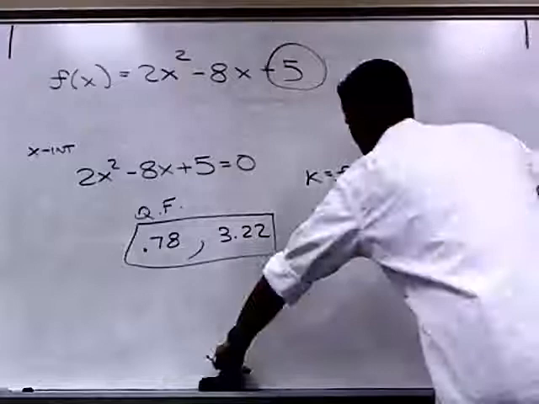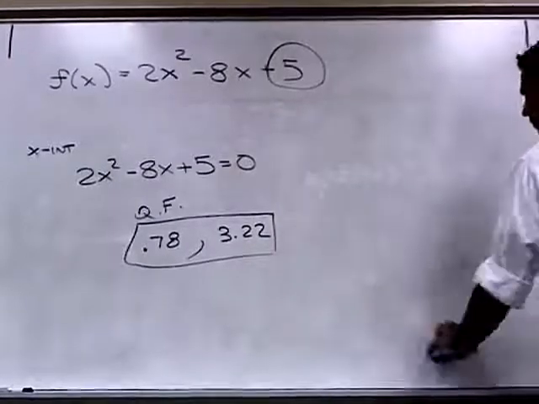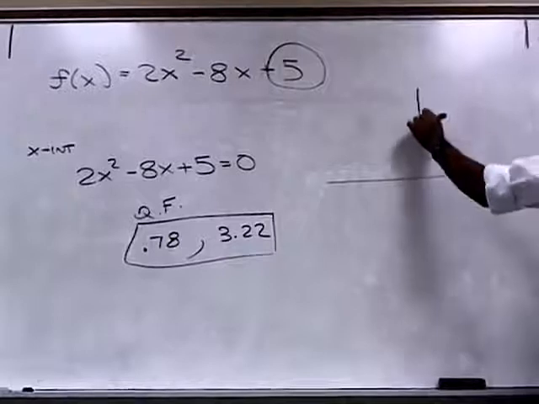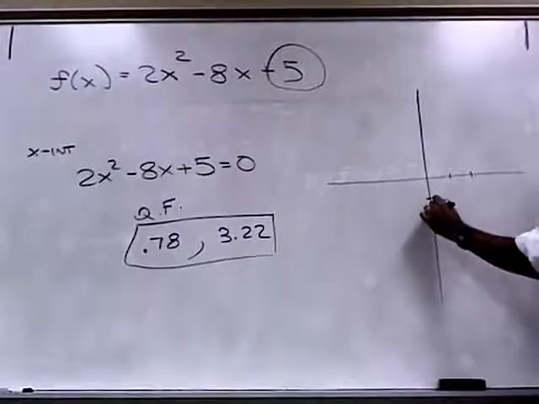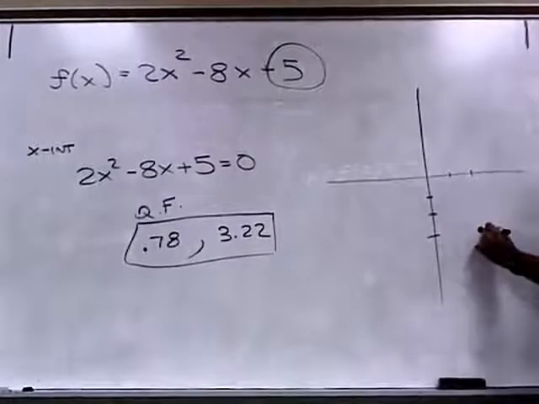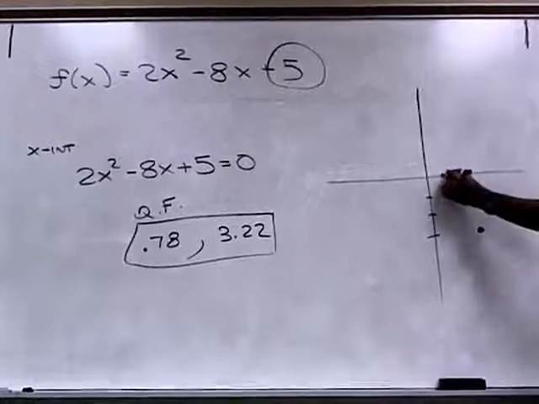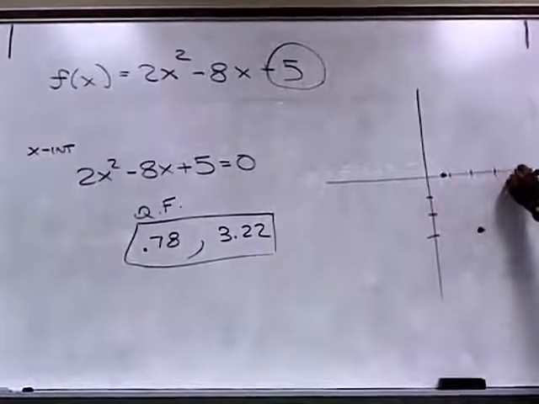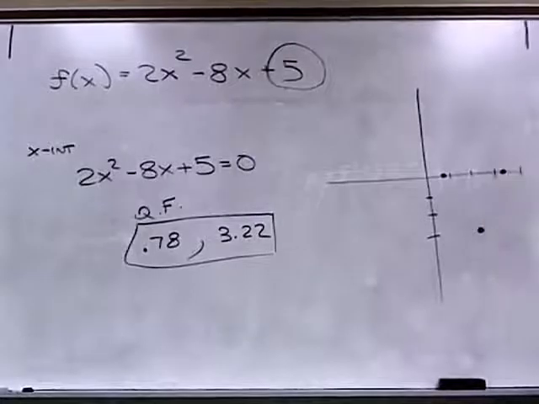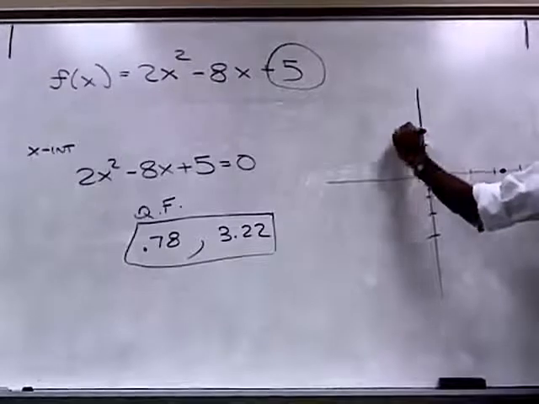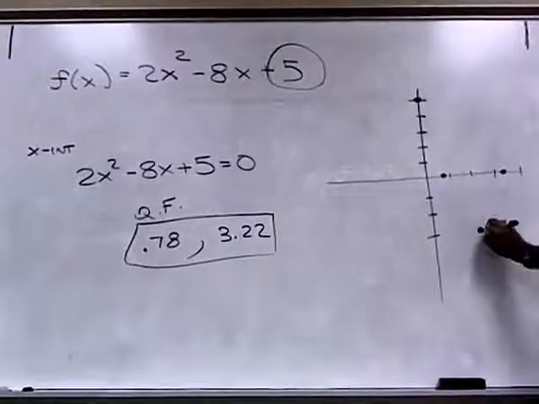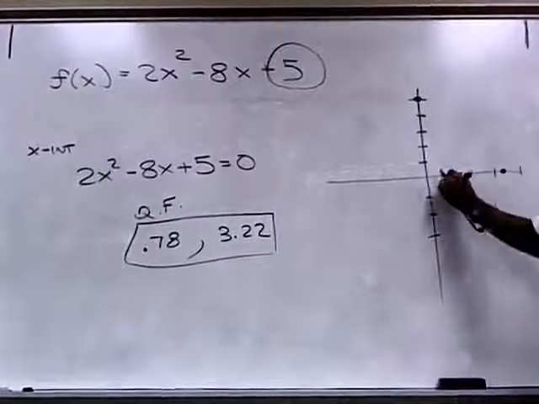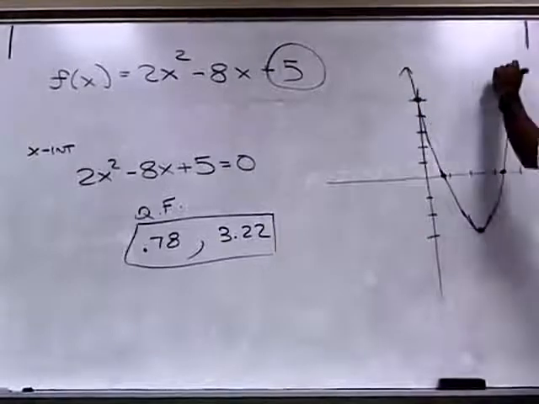So now we put it all together on a graph. Our vertex was 2, -3. Our x-intercepts, 0.78, which is about right here, 3.2, which is about here. Our y-intercept was 5. And it looks like a parabola, right? Like a U. So it's going to go something like this, and then do the same thing over here, and we're done.